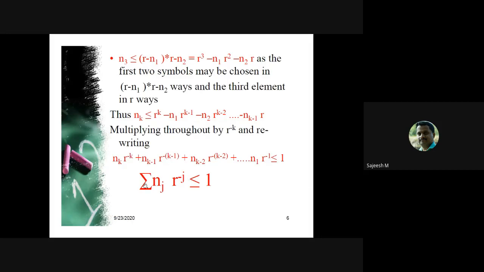We can write this expression as a single summation: sigma j equal to 1 to k nj r raised to minus j is less than or equal to 1.